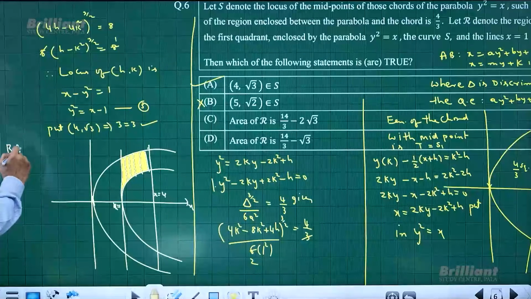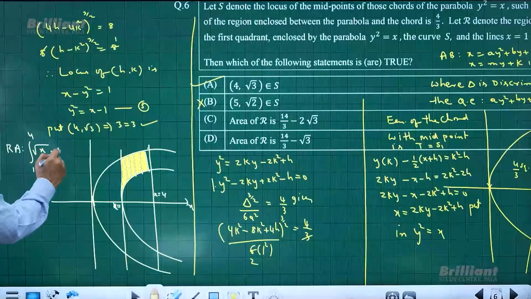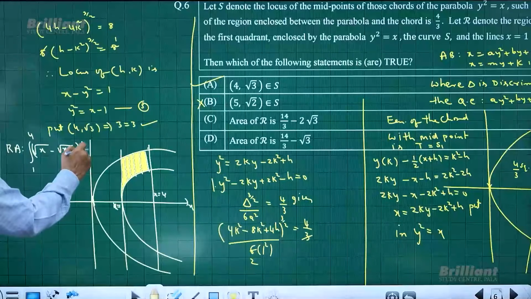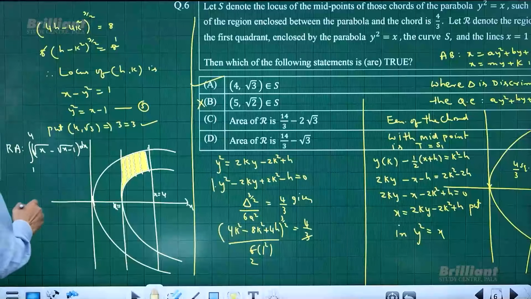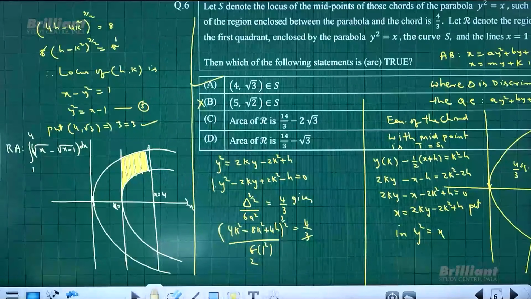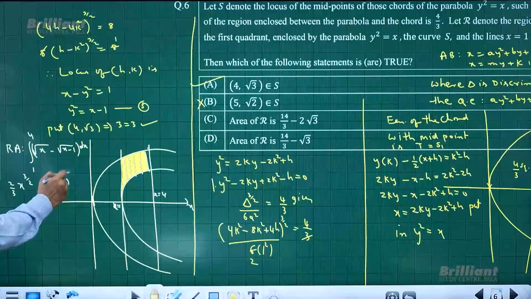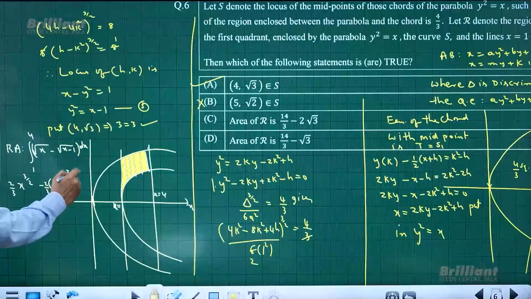So, therefore, required area is the integral from 1 to 4 of root x minus root x minus 1. This you integrate, you will get 14 by 3 minus 2 root 3. Okay? So, this is x power 3 by 2 into 2 by 3 minus x minus 1 power 3 by 2 into 2 by 3, from 1 to 4.